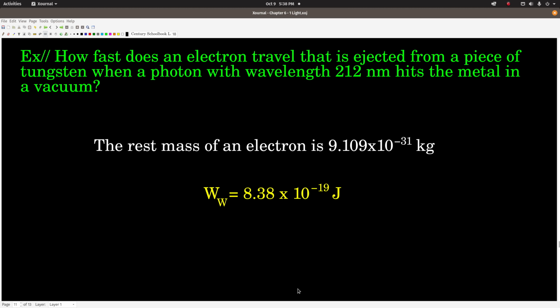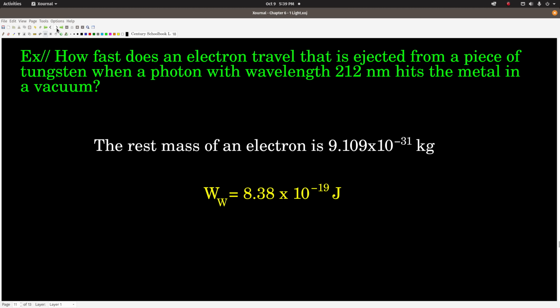So we want to figure out how fast an electron travels when it's ejected from a piece of tungsten when a photon with wavelength 212 nanometers hits that metal in a vacuum. So it's a photoelectric effect. Things that we know are the rest mass of an electron is 9.109 times 10 to the minus 31st kilograms. And the work function of tungsten, the symbol for the element tungsten is W, so it looks funny, is 8.38 times 10 to the minus 19th joules. So why don't you go ahead and use that equation we just saw and see if you can figure this out. And when you get an answer, come on back.